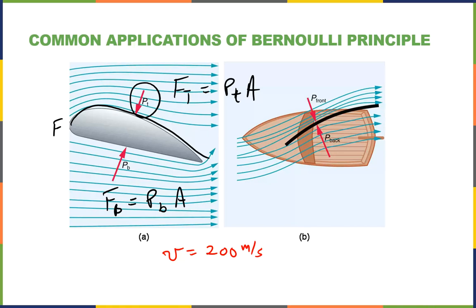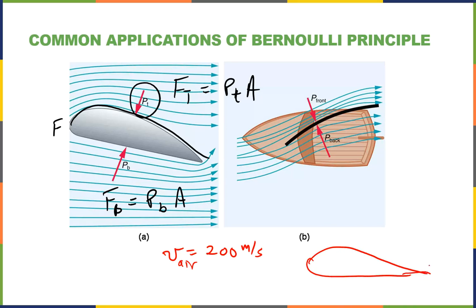And then it's curved so you have a larger distance on the top, so you will have a lower pressure on the top. How do they achieve a lower pressure? You have a higher distance the air has to travel over the top, hence you have a higher speed. So the speed of the air is 200 meters per second.